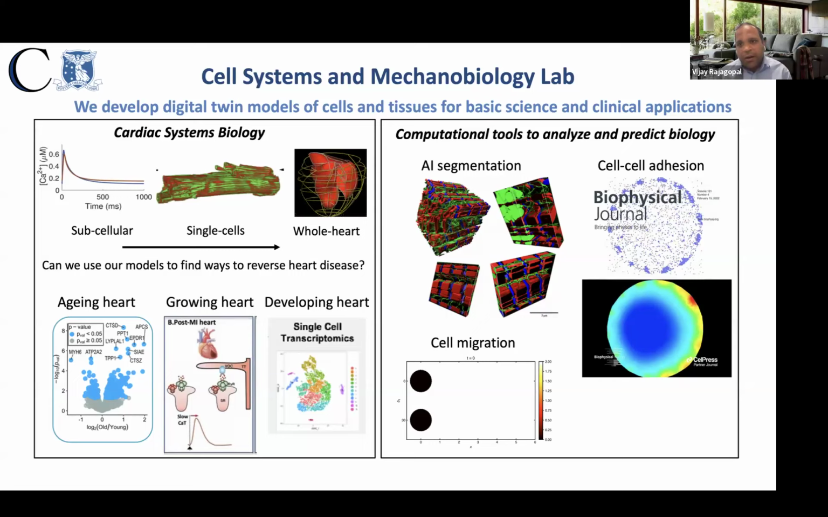So on the right here, we've worked on studying how cells form adhesions. We've also looked at cell migration, and I'll briefly touch upon that today. And of course, our work in AI, the application of AI, we're using it in a bunch of different projects. I won't be able to go through all of them, but that's basically the research group. It's developing computational models and computational methods for which we have some specific application in the heart, but also finding applications in other places.